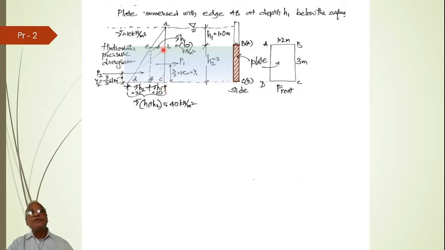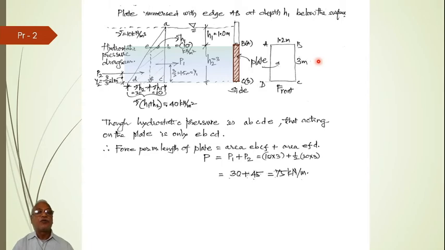Okay, now force on the plate, if you want, what we should do, see, though the hydrostatic pressure is A, B, C, D, E, A, right? Acting on the plate is only E, B, C, D. The plate is sensing only this part. Hydrostatic pressure from the free surface is a triangular distribution, but the one which is acting on the plate is only this part, which is a trapezoidal part, E, B, C, D.